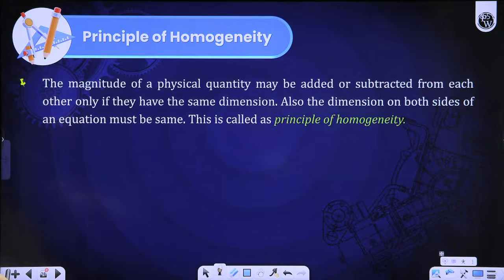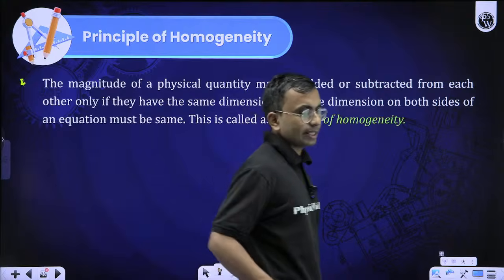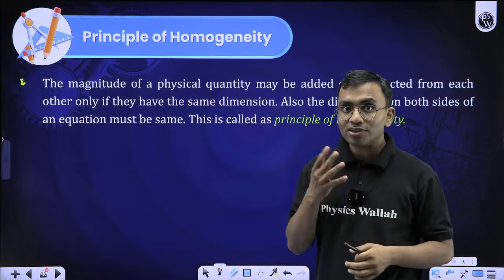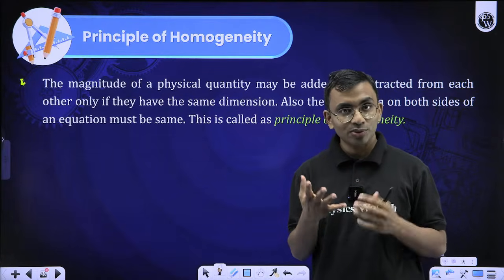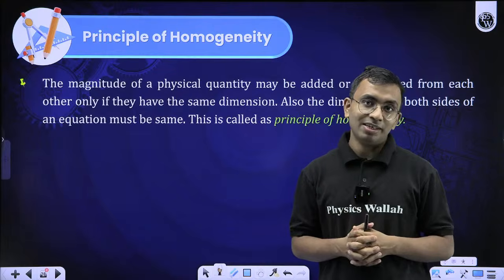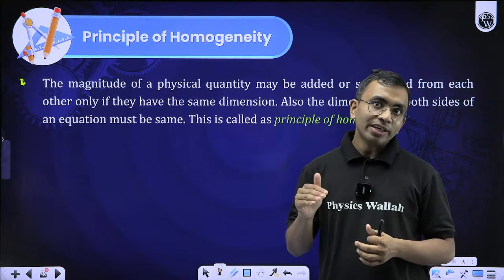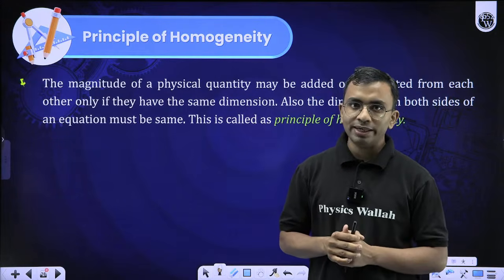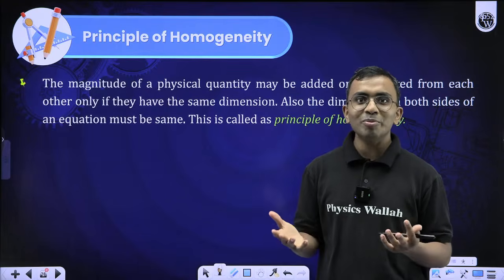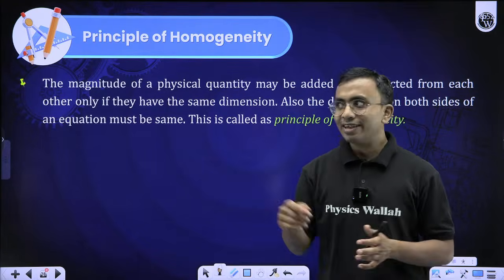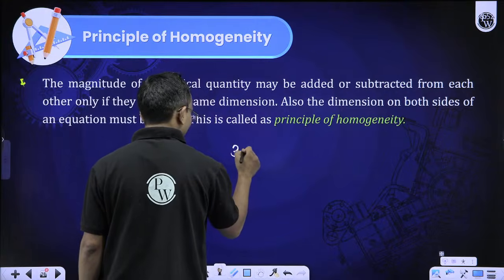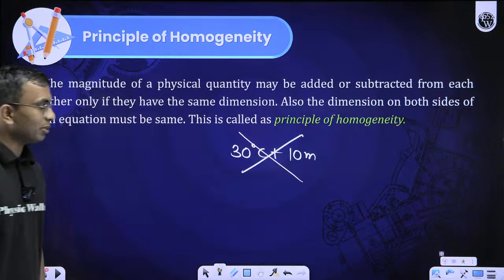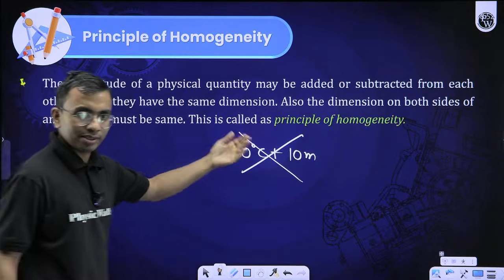Now, principle of homogeneity. This is an important principle which states that you can only add or subtract or equate those quantities which have the same dimensions. It means you cannot add a temperature with length. What will be 30 degrees Celsius plus 10 meters? You cannot say 40. That will be meaningless. Will that make any sense? No. It is incorrect. This cannot be done.